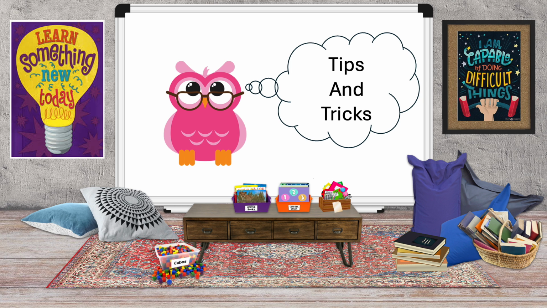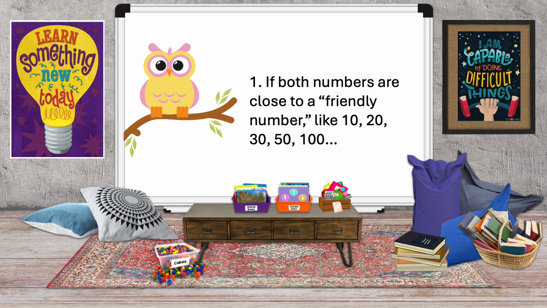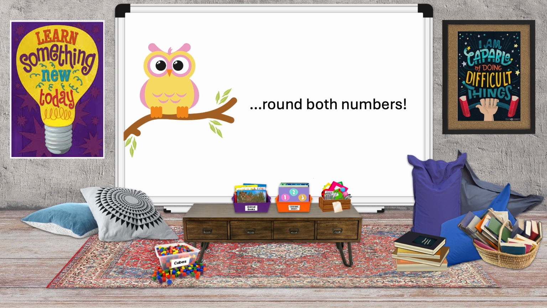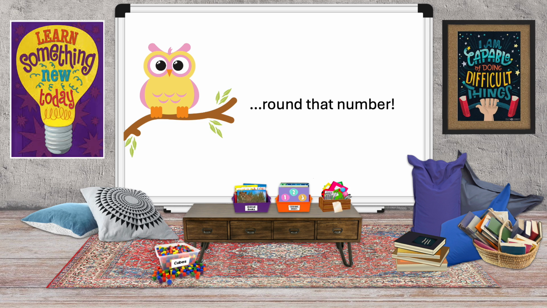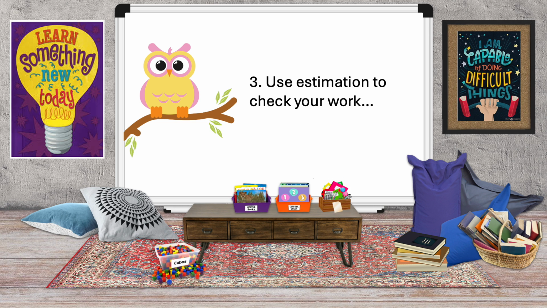Here's some tips and tricks for estimation. If both numbers are close to a friendly number like 10, 20, 30, 50, 100, round both numbers. If only one number is tricky, just round that one. Use estimation to check your work after you multiply the real numbers. And estimation is great for mental math.